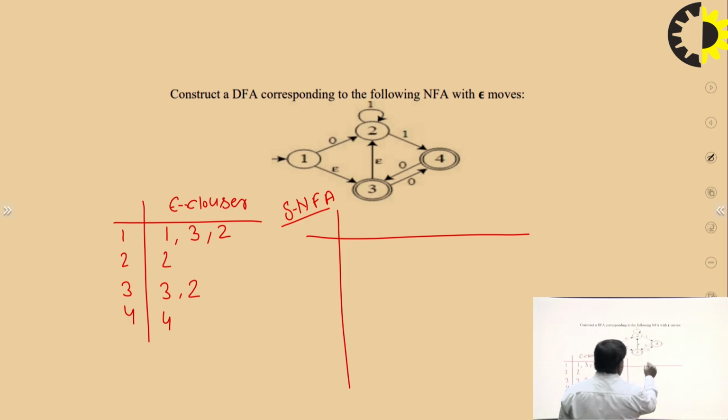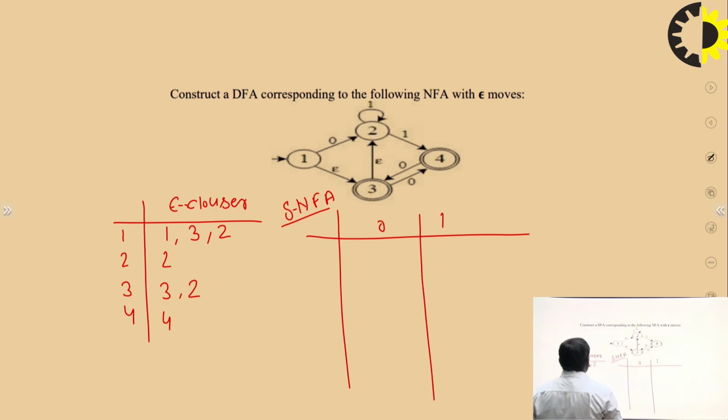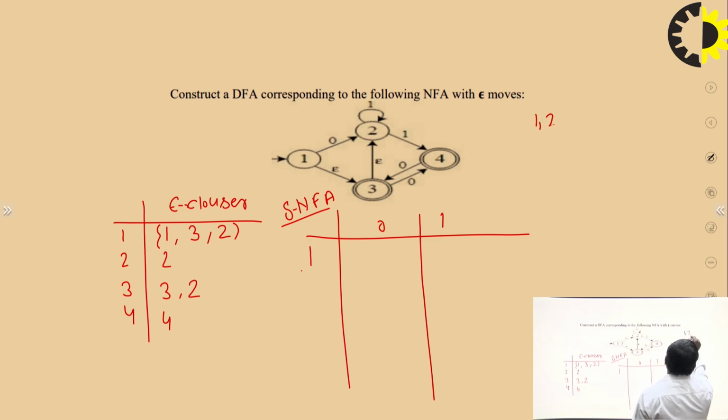That is the inputs 0 and 1 and the states, starting from 1. When we check the state 1 transition on 0, we check the transitions of that particular state's closure. It means we check the transition on 0 for 1, 2 and 3.